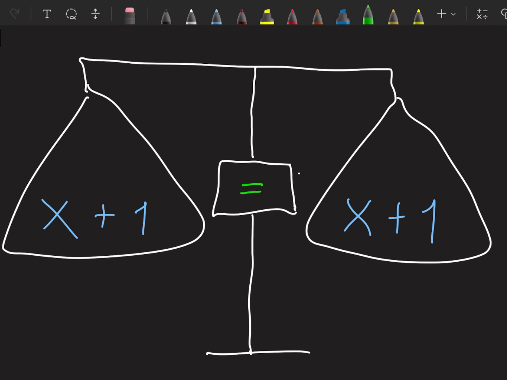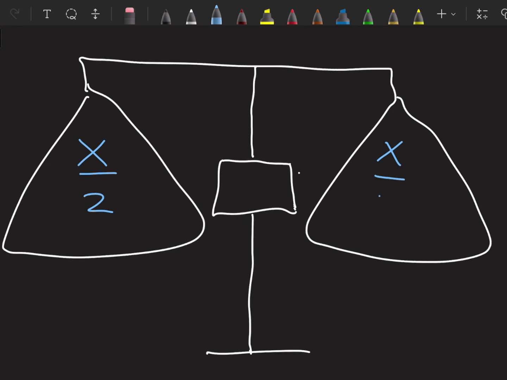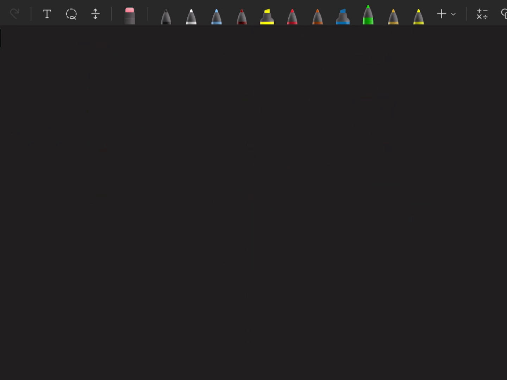I think you guys get the point. Whatever we do to one side, we have to do to the other side. So if we have x right here and we divide the x by 2, we also have to divide the x by 2 on the other side. Now both sides are equal.